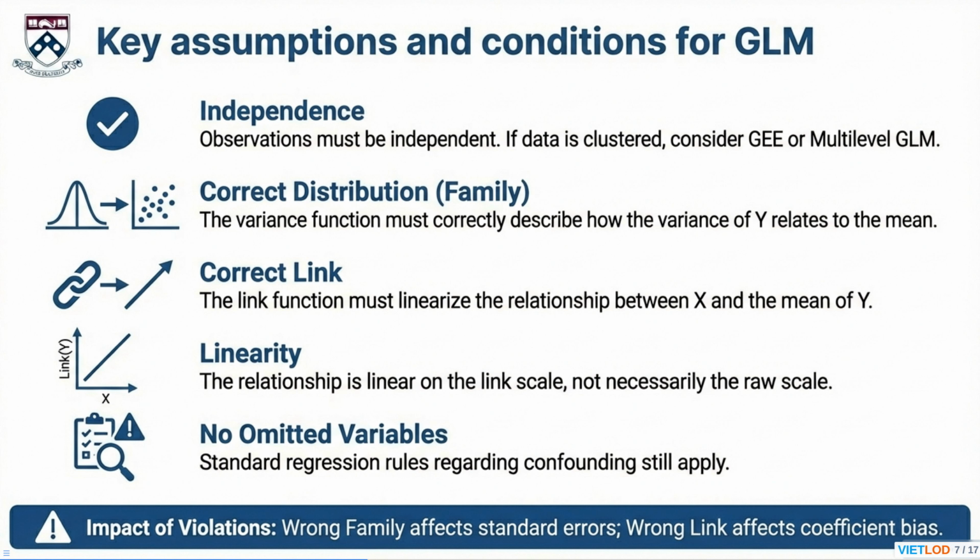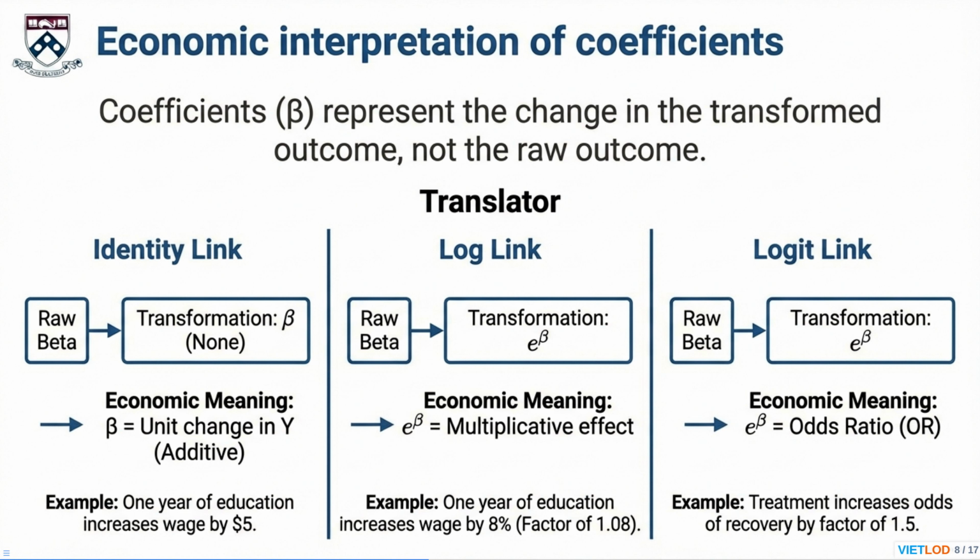Third, a correct link function is vital. It must properly linearize the relationship between your predictors and the mean of y, as a wrong link can lead to biased coefficients. Fourth, linearity implies the relationship is linear on the link scale, not necessarily on the original raw scale of the data. Finally, the assumption of no omitted variables still applies. Failing to include relevant confounding variables will bias your results. As a summary, remember that a wrong family primarily affects standard errors, while a wrong link can bias the coefficients themselves.